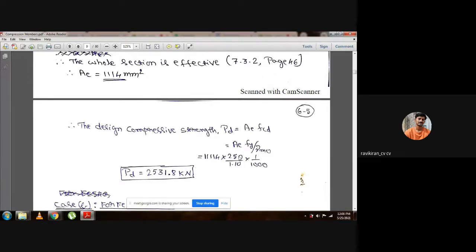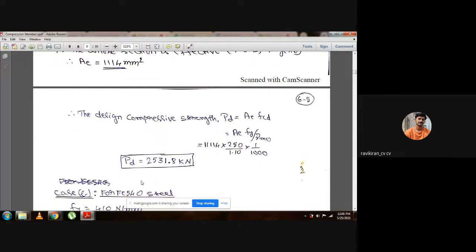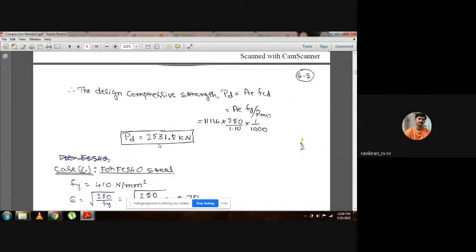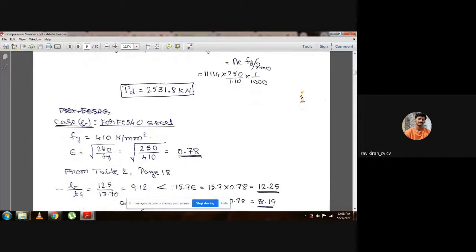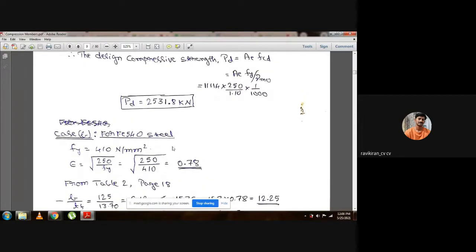So yield strength is 250, and the safety factor we consider is 1.1. In terms of kilonewton, if you want to keep the load, that means 1 divided by 1000. So the design compressive strength you got is 2531.8 kilonewton. Okay, the same way, case B I will explain later.